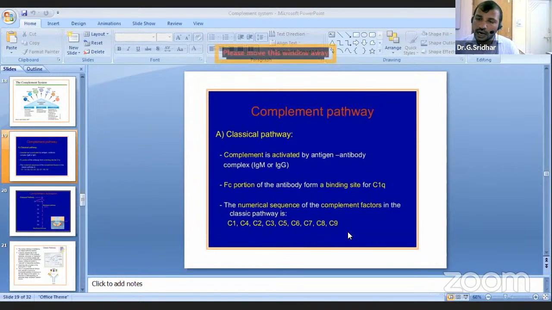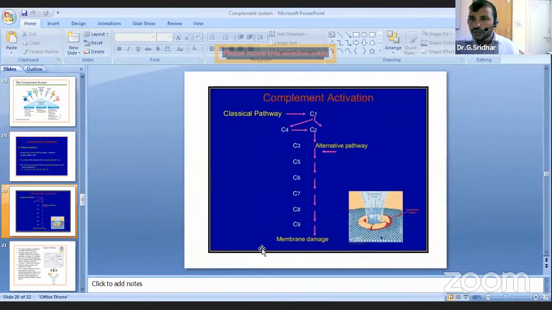But why is C2 not activated by C1? Because the scientists who discovered these proteins gave the numbers. That means first C1 was discovered, then C2 was discovered, but C2 is not activated by C1. The numbers were given to the complement proteins based upon the sequence of discovery, not based upon the sequence of activation. Don't forget, this is very important.